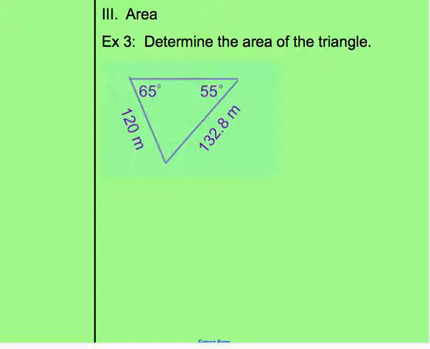So in this one, we are going to find the area of this triangle without figuring out what the height is. As a matter of fact, we can't figure out the height on this triangle. So remember, the new area formula was 1/2 BC times the sine of A.